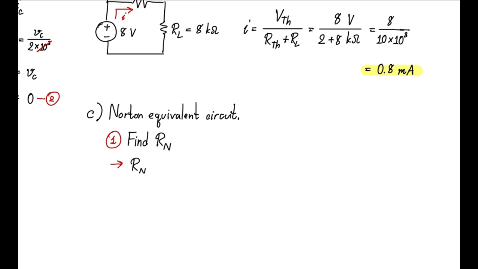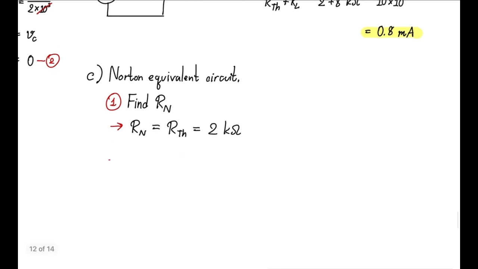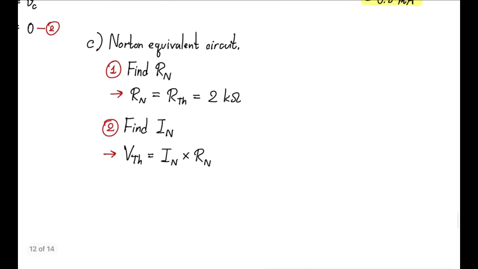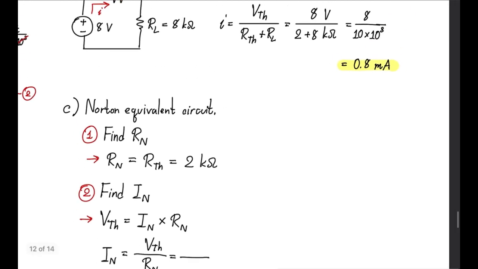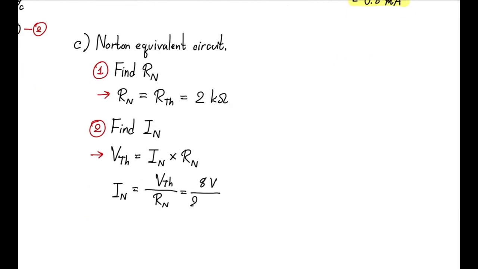Firstly, the Norton resistance is equal to the Thevenin resistance, which means that the Norton resistance is equal to 2 kiloohms. Next, the Thevenin voltage is equal to the Norton current times the Thevenin or Norton resistance. Substituting the values we already know into the formula then yields the Norton current, which is equal to 4 milliamps.